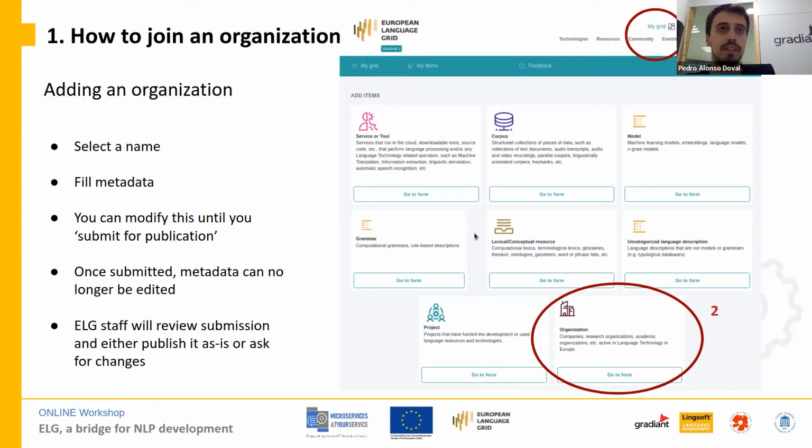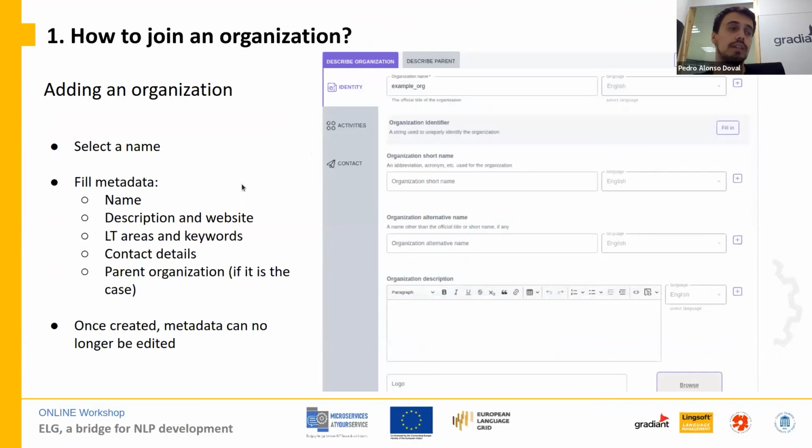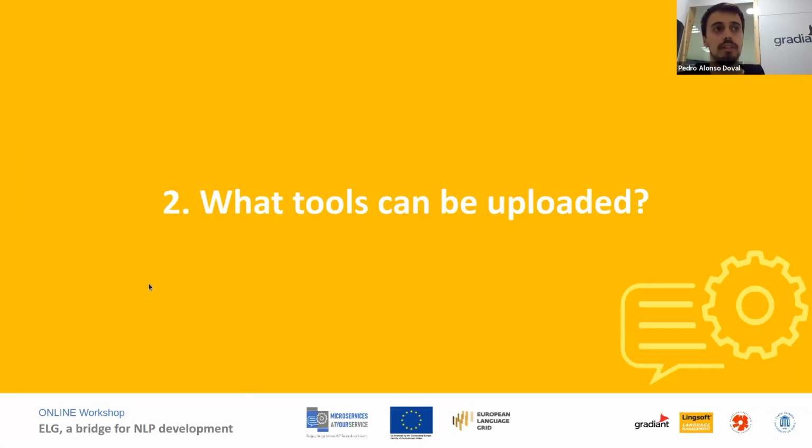So once we are providers, we have to add the organization itself. So we go to the My Grid section and to the organization subsection. And here we have to fill some fields and data about our organization, like the name, description, our website, and some contact details, keywords to make it easy to find the organization in the browser, and the language technology areas that the organization works on. Also, if there is a parent organization, we should put it here.